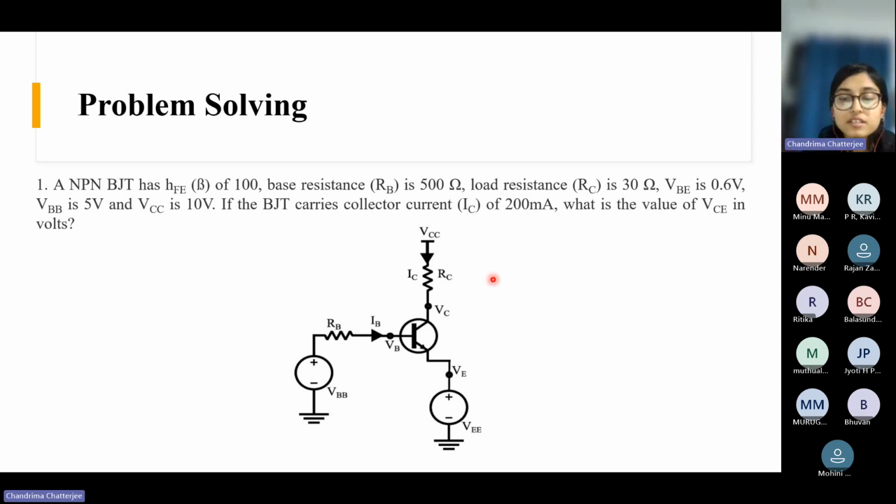Okay, let's see how we can compute VCE here. First of all, whatever relations we talked about in the slides, we will use here, like the relation between the base current and the collector current, the base current and the emitter current, and all these relations we will use here.